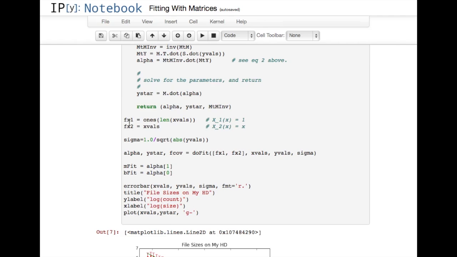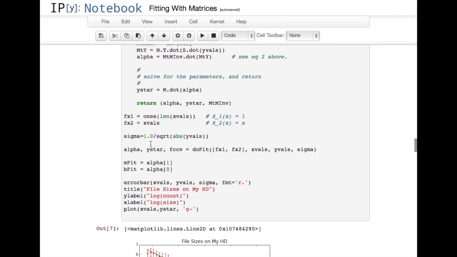So here we get our function 1. It's just a 1 everywhere. Function 2 is just the X values, and we calculate sigma as 1 over the square root of the Y values. Now it's 1 over the square root because we're taking the log of the counts. And so if you think about the error in the log, it goes like the error in the count divided by the count, because d log x is dx over x. And so if the error in the count goes like the square root of the count, divided by the count is 1 over the square root of the count.